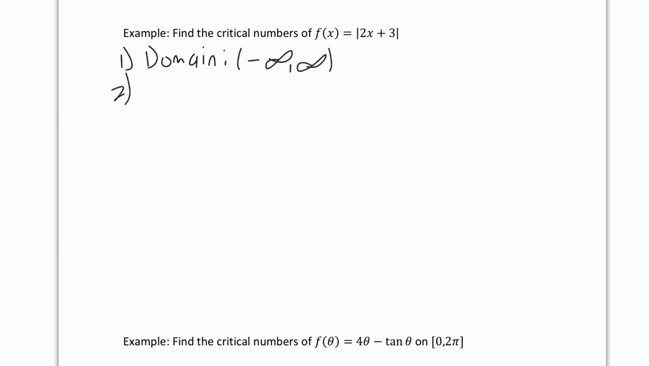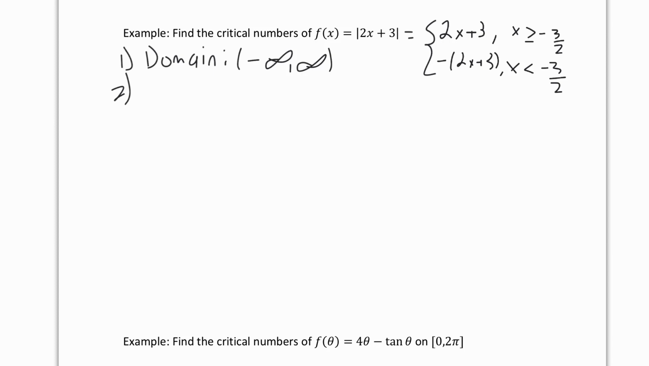Step 2, we should look at the derivative. Well, the derivative of an absolute value function, in this case, we should write this as a piecewise function. So we're either going to have 2x plus 3 or negative 2x plus 3. And this is going to be when x, if you work it out, is greater than or equal to negative 3 over 2, or when x is less than negative 3 over 2.